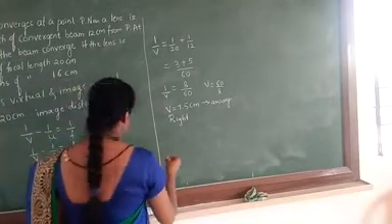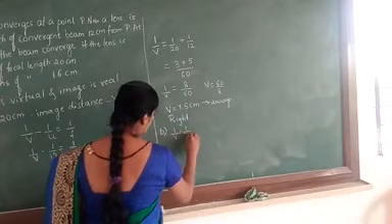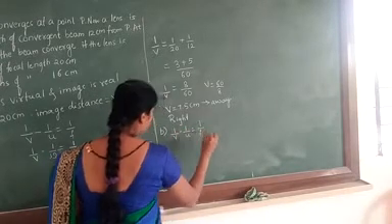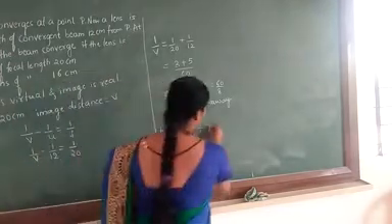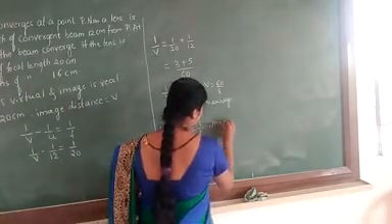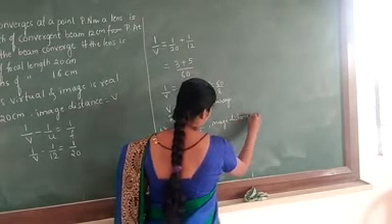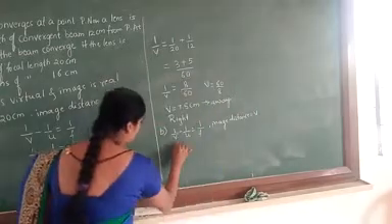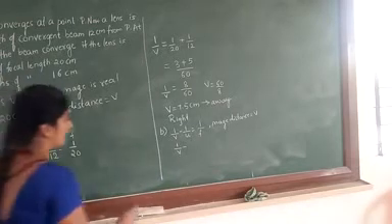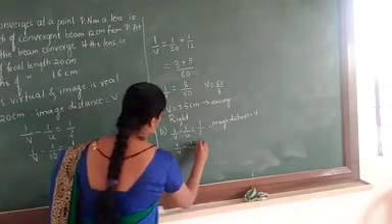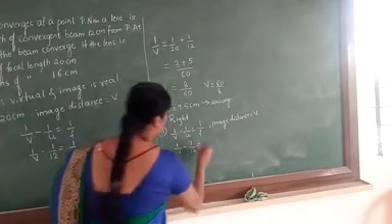Let us consider the formula. Again we are considering v. 1 by v minus 1 by u is equal to 1 by f. Put the values of u and f. Again here also we are considering the image distance to be v. Next, 1 by v minus 1 by u, 1 by u means again minus 1 by 12, is equal to 1 by f. Here f is equal to 20 centimeter.